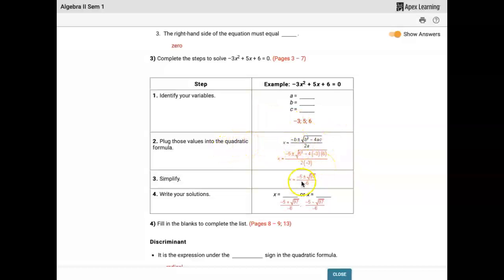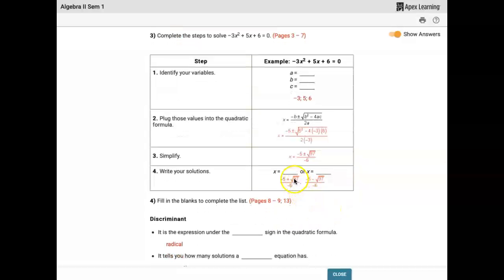We then simplify, and again, I made a couple mistakes on my calculator too, so please be careful with how you plug this into your calculator and how you choose to simplify, all right? And then once you simplify here, you're going to write your solution. So as I told you, you're going to have a positive solution. So you're going to go through and do the plus version, and you're going to go through and do the negative version.